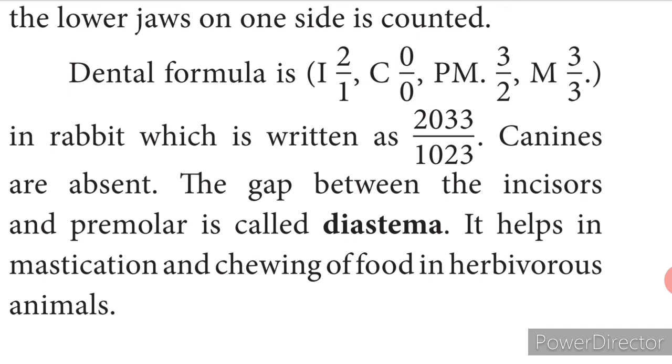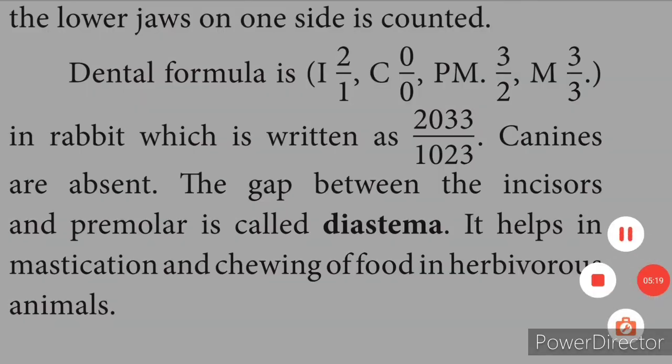You can see in the picture, isn't it? Now here the canines are absent. You can see in the formula, isn't it? C consists of 0 by 0 fraction, isn't it? So the canines are absent. So there is a gap between the incisors and the premolar, and that is called diastema. And this helps in the chewing of the food, especially in the herbivorous animals.